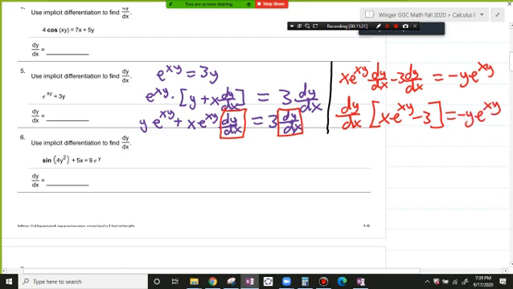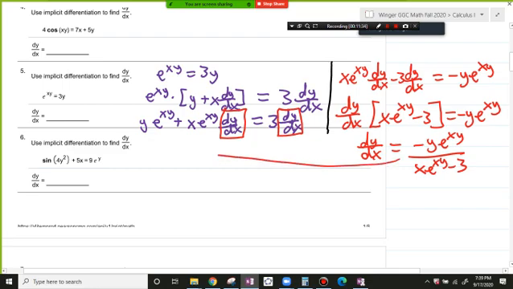And then we'll divide. dy/dx equals negative y e to the xy all over x e to the xy minus 3. And that goes here.